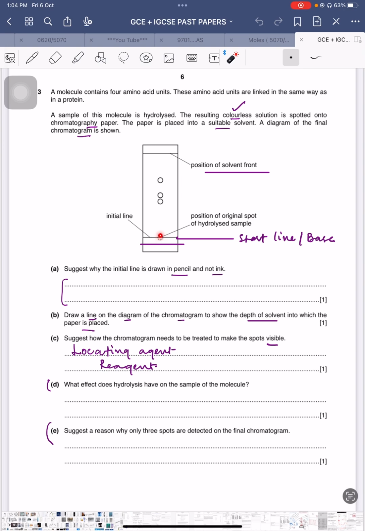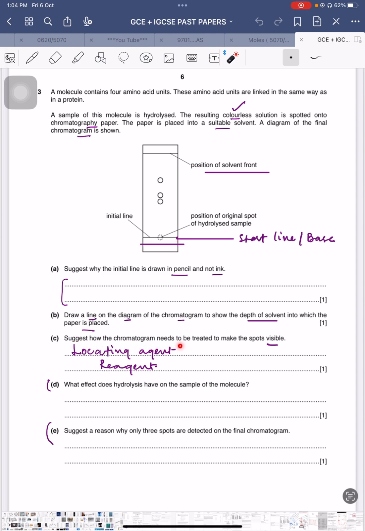We are going to place this spot over here with the help of a pipette or a dropper. What is this? This is called the start line, and this is the point till which the paper is immersed. This is the answer to this question. Why is the initial line drawn in pencil? As ink is soluble, it will affect the results, or it will spread on the paper. Draw a line on the diagram of the chromatogram to show the depth of the solvent into which the paper is placed. This is the line till which the paper will be placed into the solvent.